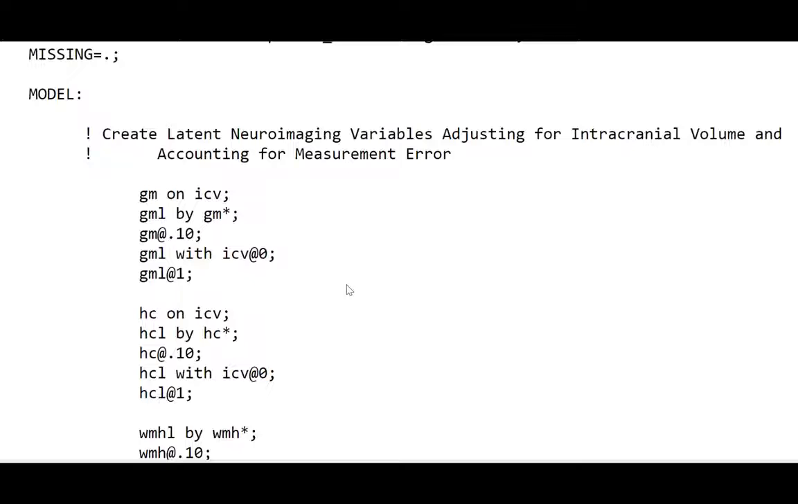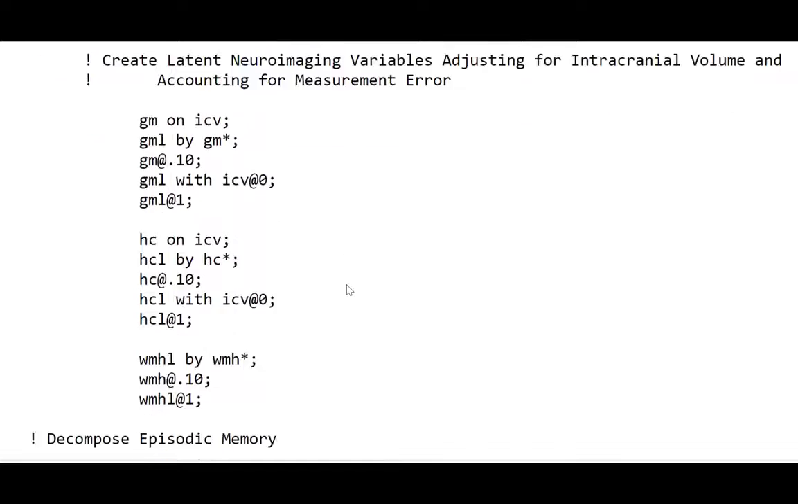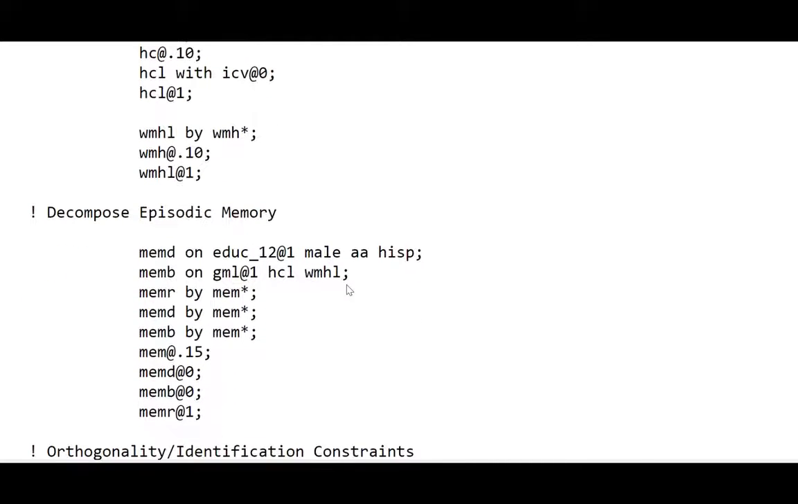So hippocampus did the exact same thing. So we'd end up with latent gray matter and latent hippocampal volume measures. Their variance is set at 1. So that's just a nice number to deal with. White matter hyperintensity wasn't residualized for anything, but I captured reliability, or lack of reliability, or whatever you want to call it, of that in much the same way.